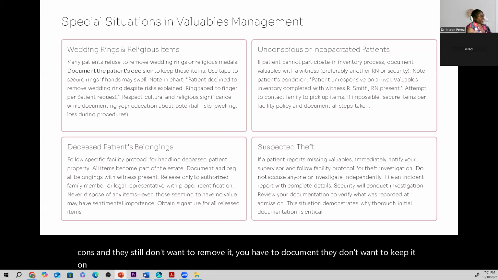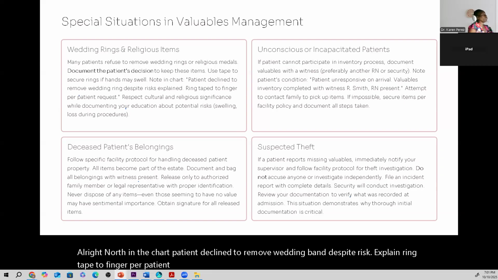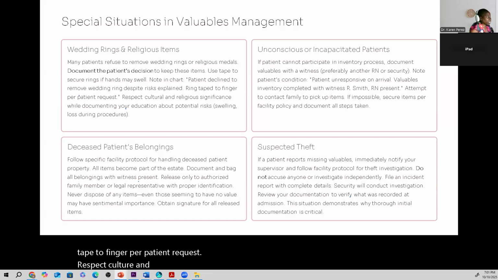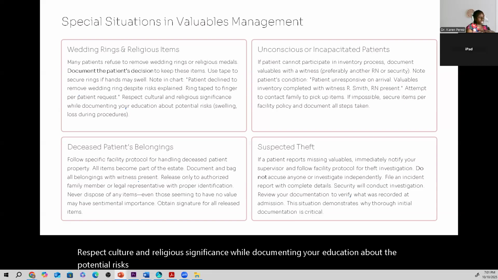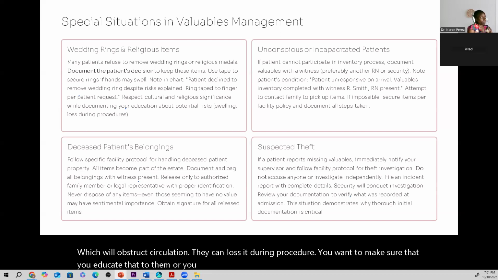But here's what you do. Use tape to secure the ring if the hand may be swollen. Note in the chart: patient declined to remove wedding band despite risk explained, ring taped to finger per patient request. Respect culture and religious significance while documenting your education about the potential risks, like the finger can swell, which will obstruct circulation, and they can lose it during the procedure. You want to make sure that you tell that to them and write it in your chart.